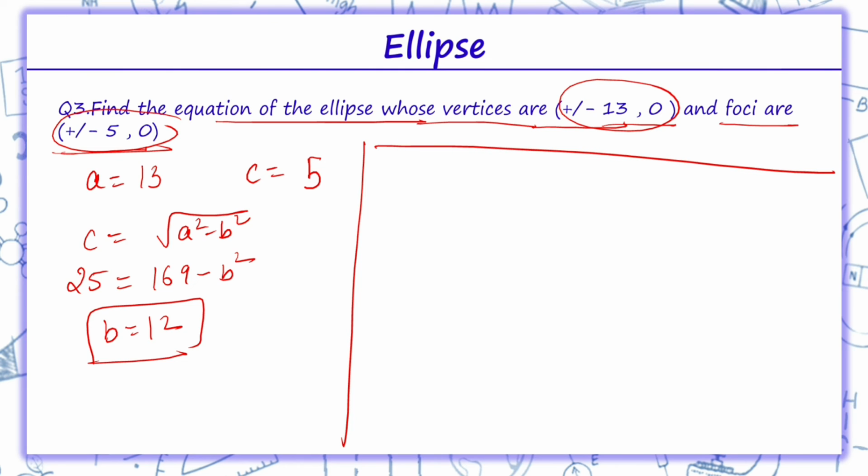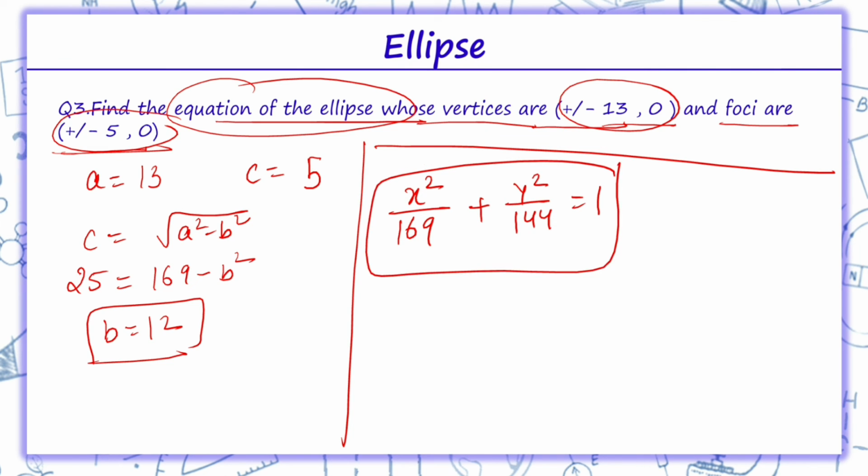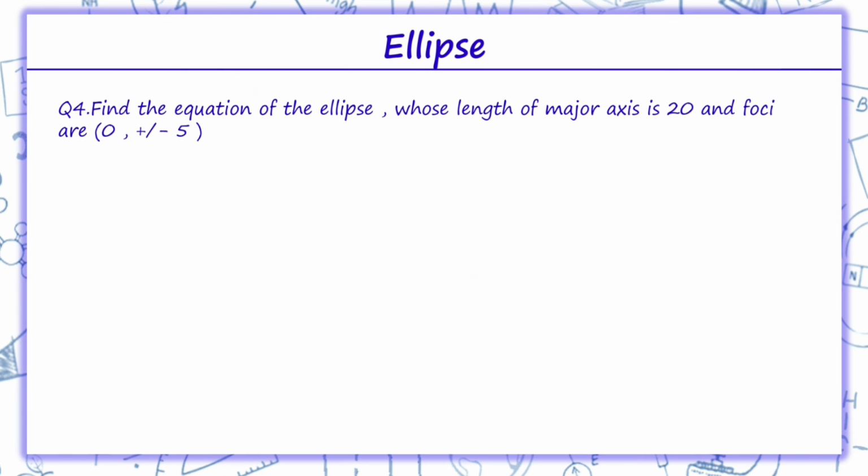Now, we have to find the equation of the ellipse. The major axis is lying on the x axis. So it will be x square by a square, a is 13 which is 169, plus y square by 144 equals 1. So when we are provided with vertices and foci, we can find the equation of the ellipse.